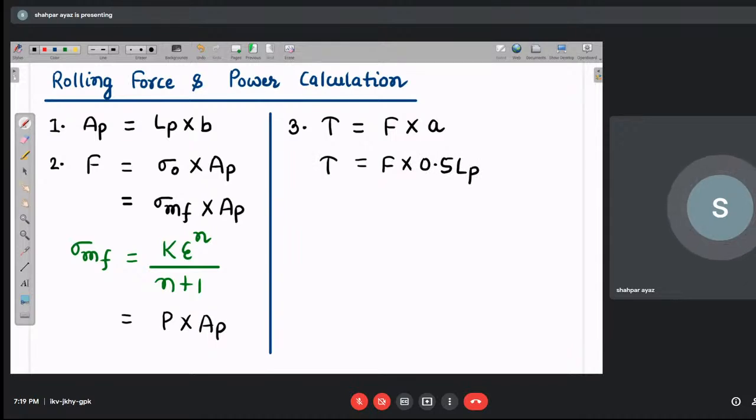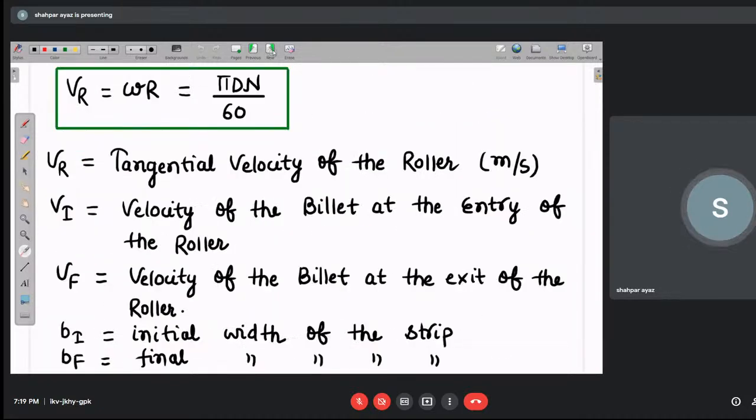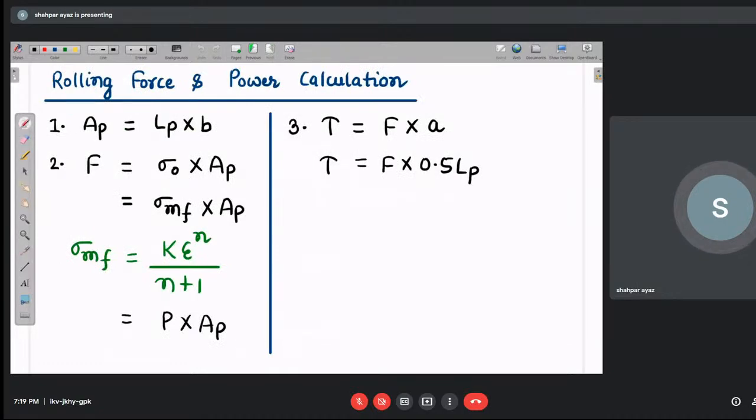Now, some students are saying, sir, can we not calculate power by force into velocity? Yes, we can, but here velocity is not constant like in a machining operation. Here the velocity of the billet is varying. Initially it is VI, and as it enters the deformation zone, its height gets decreased, and once the height decreases, the velocity increases. So velocity is variable, we cannot use that. So here we are using another method: the torque into omega method to calculate rolling power.